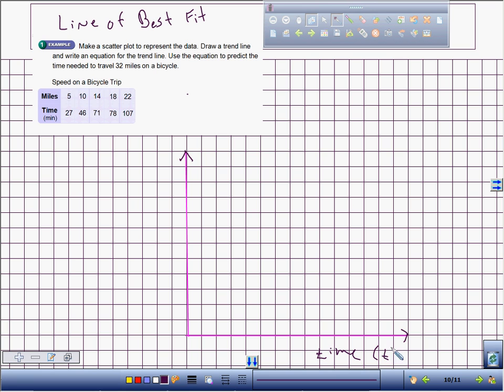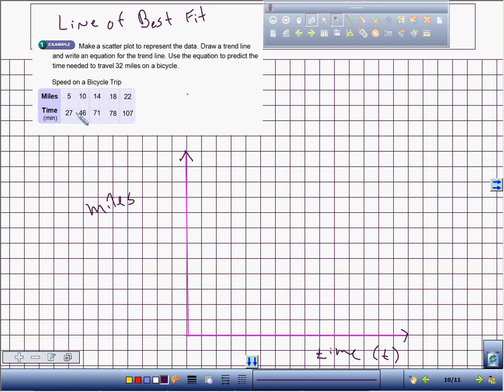Time should go here, and miles should go here, because the miles kind of depend on the time, right? So that's called the independent variable. That's called the dependent variable. Now I got to think about a scale. Look at the numbers. What do you think would be a reasonable scale to use? How much should I count each one of these boxes by?